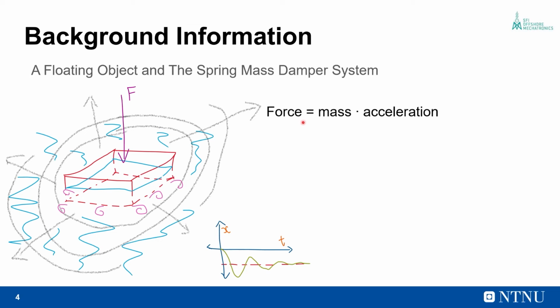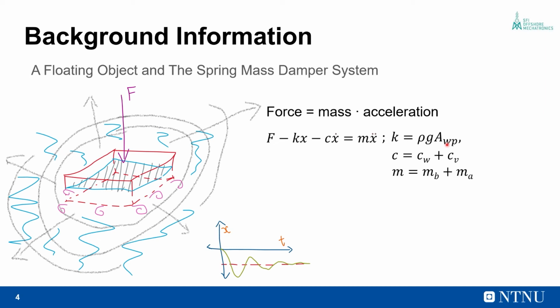Now, if we endeavor to write the equation of motion for this system, again Newton's second law, force is mass times acceleration. So the downward force F minus the hydrostatic stiffness acting vertically upwards minus the damping forces which take away energy from the system is equal to the mass times acceleration. So in this case, the stiffness is given by rho g A_WP, where A_WP is the water plane area. The damping coefficient has the contributions from the wave radiation damping as well as the viscous damping.